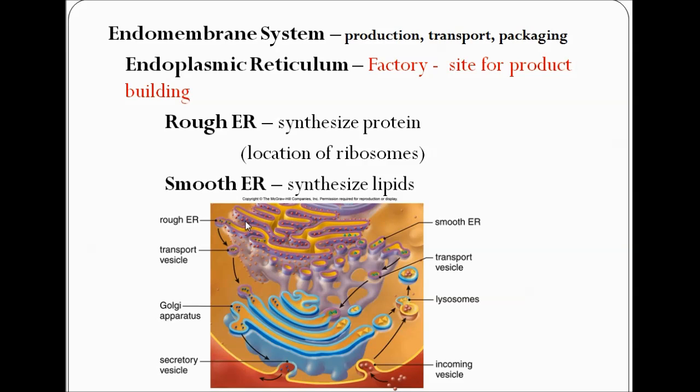This rough one is called rough because it has those little bumps all over it. There are little red dots in our diagram. Those are ribosomes. That's where we're going to make proteins, because ribosomes make proteins.